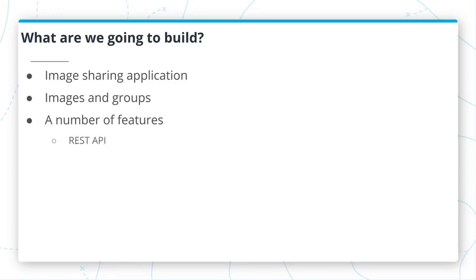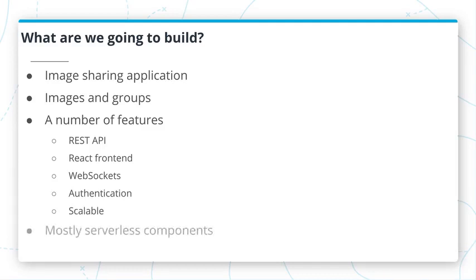Despite the fact that this seems like a very simple application, it will have a number of features. It will have a REST API. It will have a React frontend, so users can interact with our API. It will use WebSockets to send real-time notifications to our users. It will have authentication, and it will be scalable and highly available application. And we will build it using mostly serverless components, with one small exception that we will talk about in one of the next lessons.